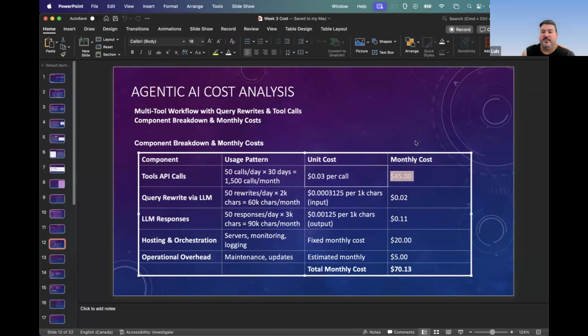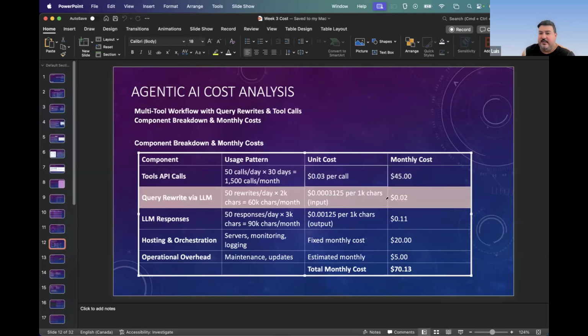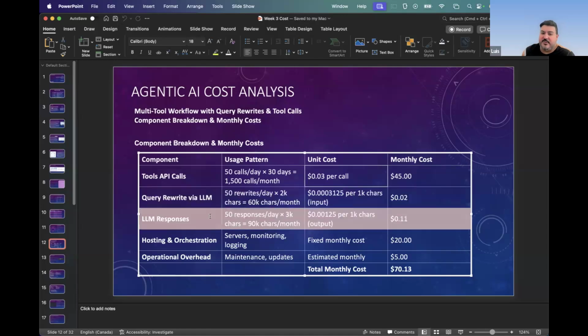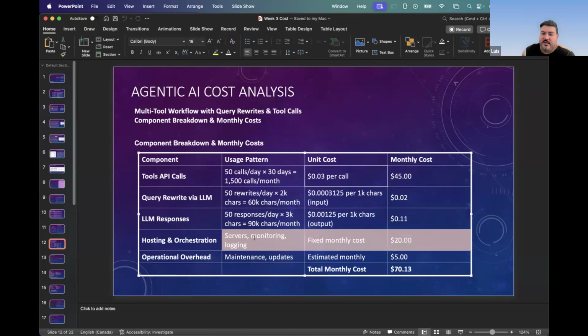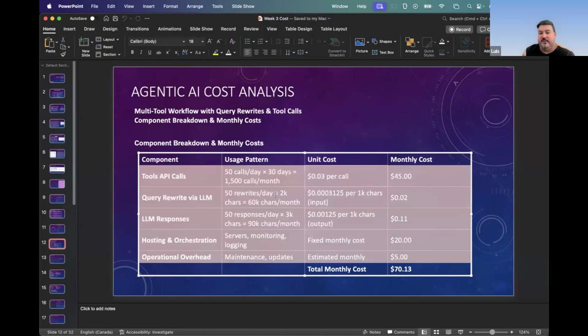So the cost of doing something like this: let's say you have a tool API cost of 3 cents per call, and you're making 50 calls a day. That's a monthly cost of $45. If you have query rewrite, again, LLM costs are super cheap, so you don't have to worry about that. LLM responses, super cheap. Hosting the model on a production-grade server is a fixed monthly cost, could be $20. And if you have any monthly overhead changes on the code, $5.